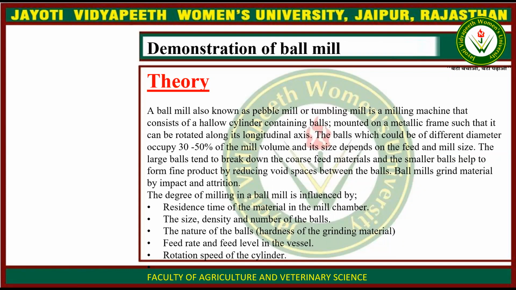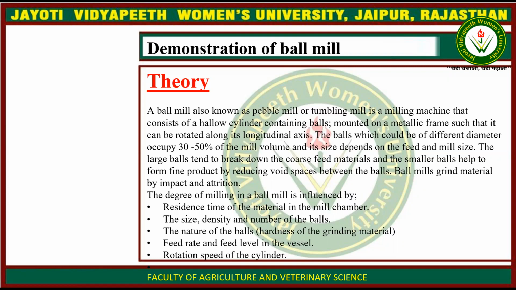The balls, which could be of different diameters, occupy 30 to 50% of the mill volume, and their size depends on the feed and mill size. The large balls tend to break down the coarse feed materials, and the smaller balls help to form a fine product by reducing void spaces between the balls.